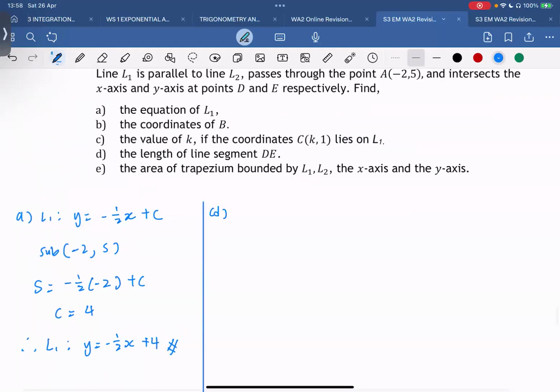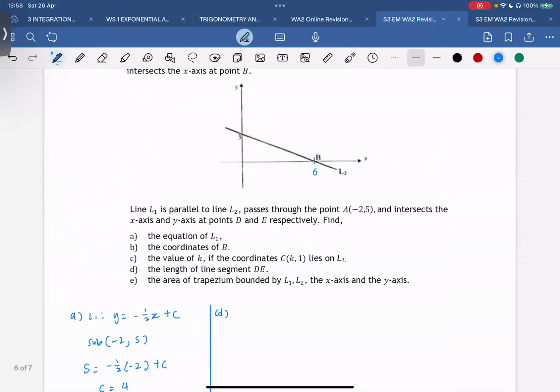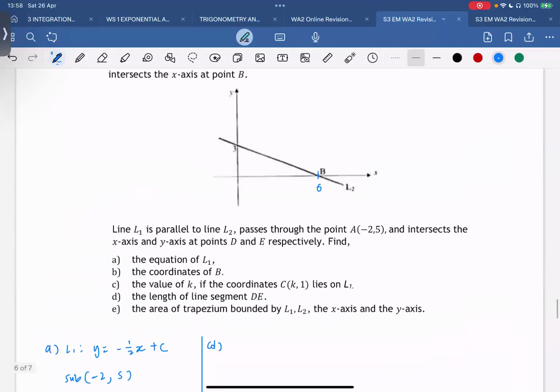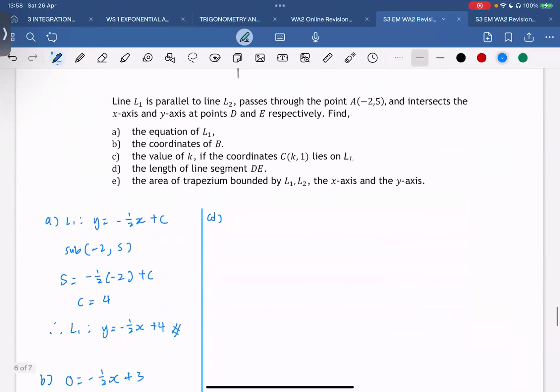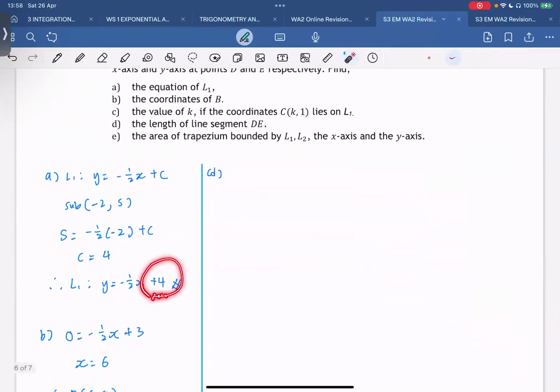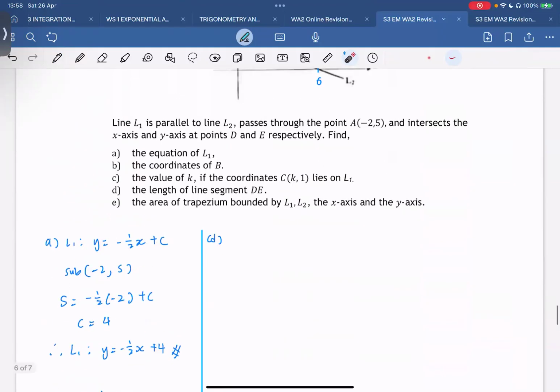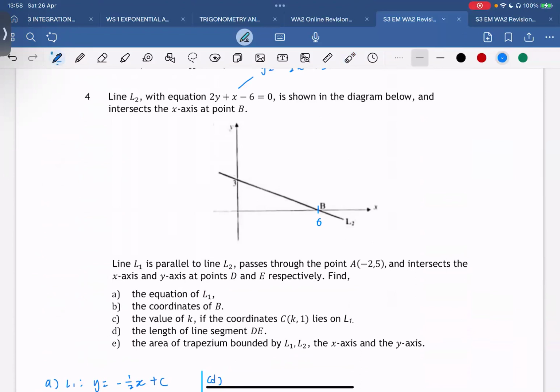Next, part D. The length of line segment DE. Okay, so to find DE, right, D and E are the x-intercept and y-intercept of line L1. So looking at the equation of line L1, we know that the y-intercept is 4, right? And the gradient is the same as L2. So our line L1 will look something like this. Okay, parallel, and y-intercept is 4. So this will be point E, and the x-intercept will be point D.